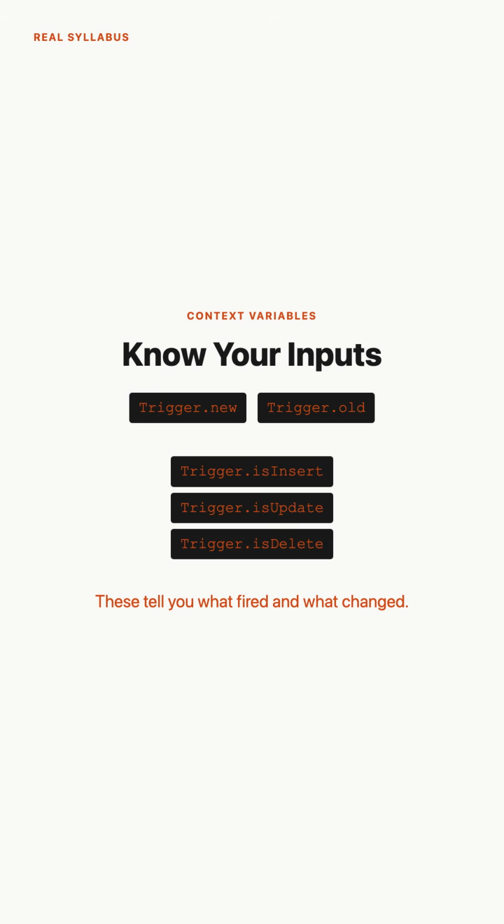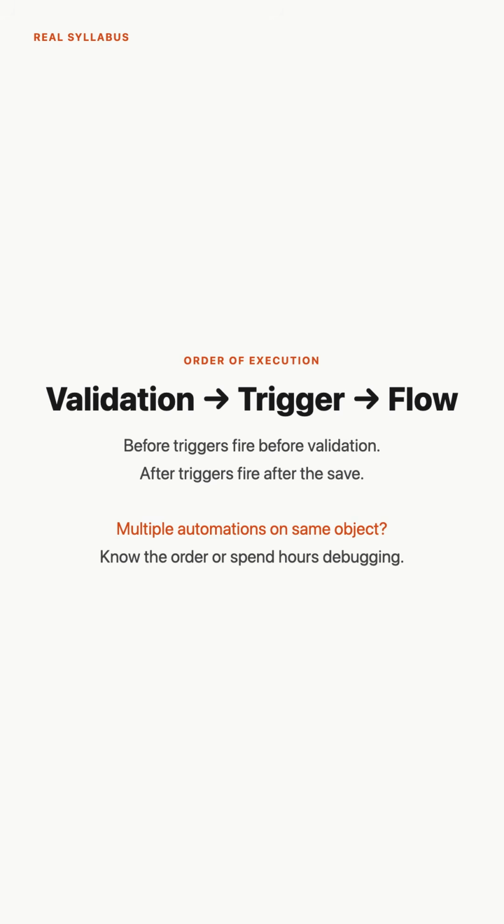The order of execution matters. When a record is saved, Salesforce runs validation rules, Flow automations, Apex triggers, and other processes in a defined order. If you have multiple automations on the same object, understanding this order is critical to debugging unexpected behavior.